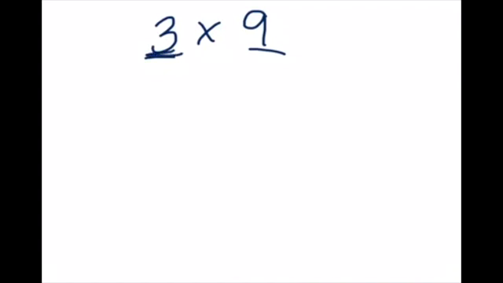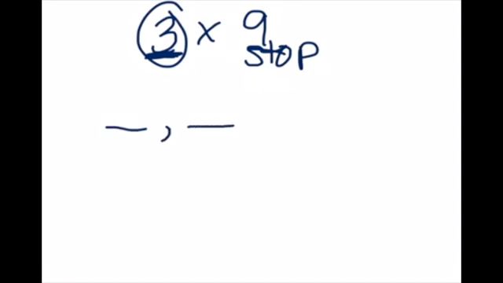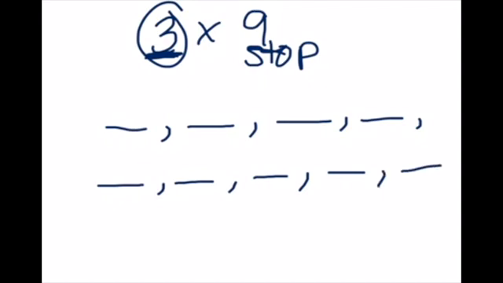Let's start with counting by 3s first. So if I count by 3s, that means I stop at the 9th number. So I'm going to have 9 blanks. 2, 3, 4, 5, 6, 7, 8, 9. Okay. That will be our first step.